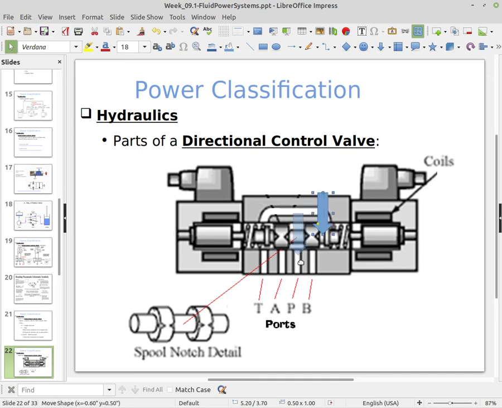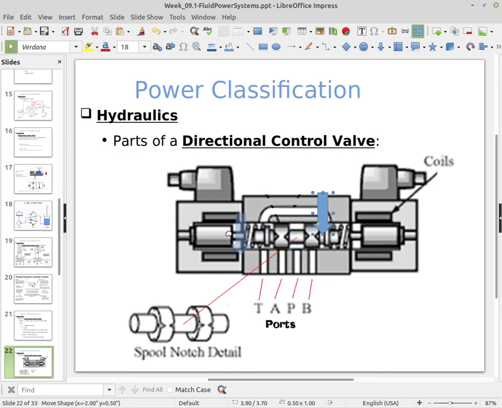So pressure is going to come in here. Now when this solenoid is not activated, and there's actually 2 solenoids on this, one on the left and one on the right, when it's not activated, it's in the middle and the pressure is blocked and there's no flow.